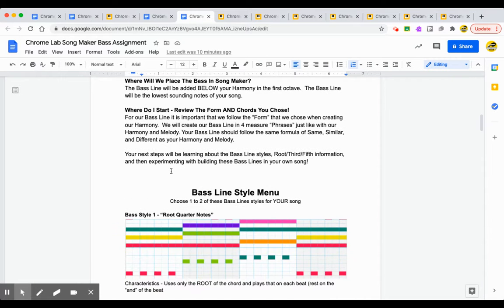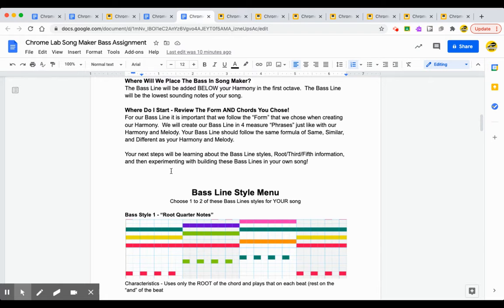And where are we going to start? So for our bass line, the first thing you should do is consider the form that you chose when creating your harmony, that you followed when you created your melody, and the bass line is going to follow that as well. So your bass line is going to use the same formula of same, similar, and different as your harmony and melody. So any phrases that are the same will have, again, the same exact matching bass line, but you can create contrast in similar or different phrases.